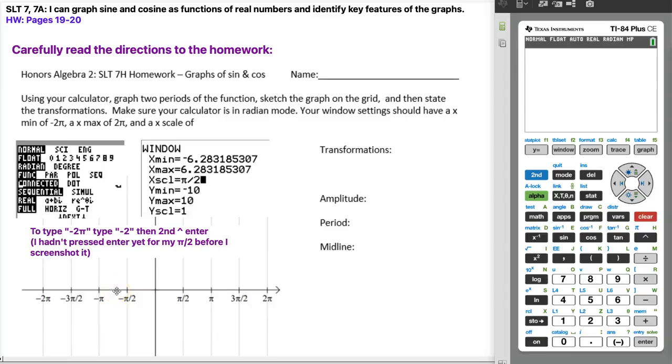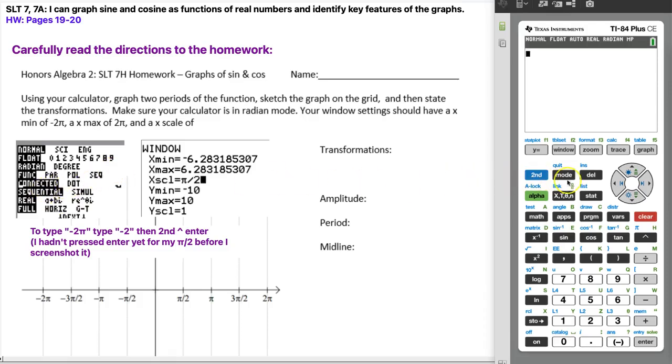Okay, this video is going to help you out with the homework on pages 8, 19, and 20. You're going to do some graphing on your calculator, but we want to be pretty accurate, and we want to set up the window so that it kind of looks like the grid we have on page 19.